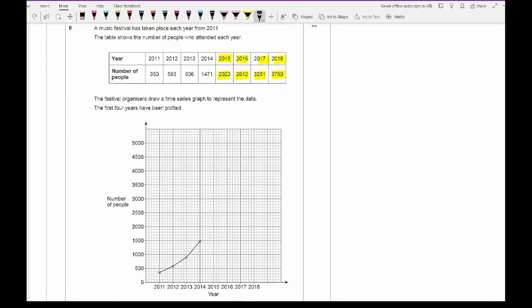2015 is at 2023, so it's going up in hundreds. So I would say it's relatively close to that 2000 there. Then for 2016, it's close to 2100, so it's there. Then 2017, it's at 3251, which is in the middle between 3 there. And then for 2018, it's at 378.